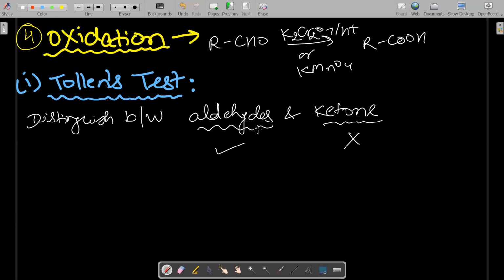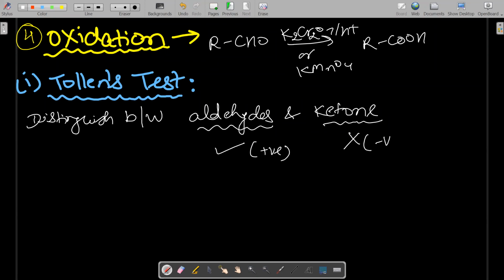So whenever in the board exam this question comes, to distinguish between the following pairs, it means a chemical test. So when any aldehyde and ketone pair is given, you can easily write this test, because all aldehydes give the Tollen's test, whether aliphatic or aromatic. So simply you can write Tollen's test. You can write that aldehydes give the Tollen's test, that is, a positive test, and ketones give a negative test.